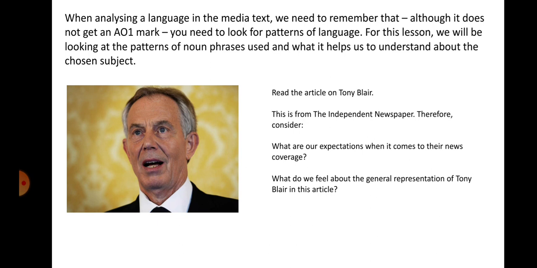of language. So for this lesson, we're going to look specifically at a text from The Independent from 2016 about Tony Blair, and very specifically looking at patterns of noun phrases. So I'm going to start by asking you to read the article on Tony Blair that's attached on Show My Homework. Because it's from the Independent newspaper, once you've read it, I want you to consider firstly, what are our expectations when it comes to their news coverage? And then what do you feel about the general representation of Tony Blair in this article? So basically, how do you think he has been presented to us, considering especially the political leanings or lack thereof of the Independent?